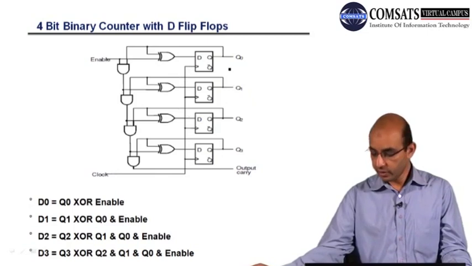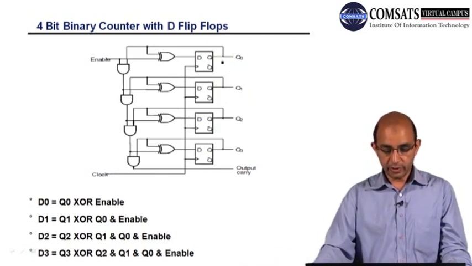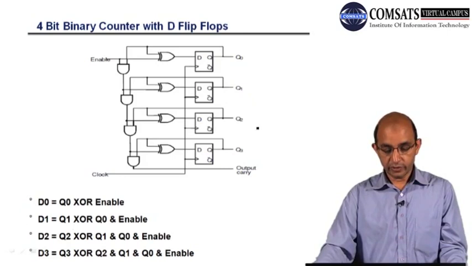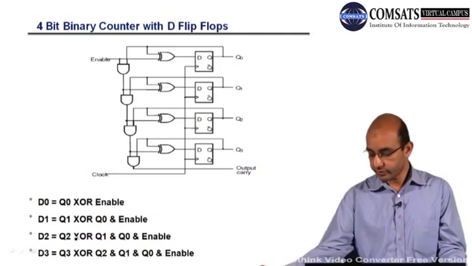If you talk about the Boolean expressions, these are the Boolean expressions for those different values. For D0 we have Q0 XORed with enable. For D1 we have Q1 XORed with Q0 and enable, so Q0 dot enable, and so on and so forth.